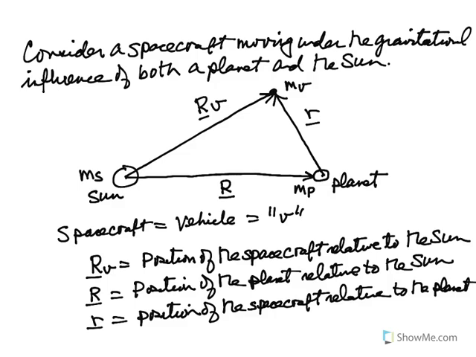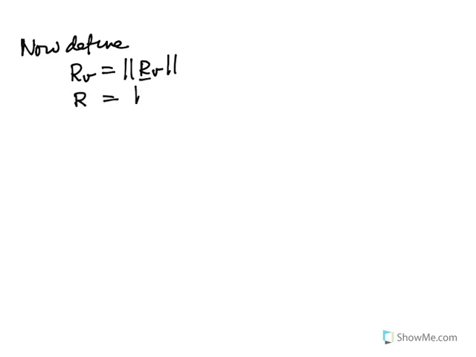Now, using these three positions, we're going to define the following quantities. R sub v is the magnitude of the vector R sub v, and R is equal to the magnitude of big R, and little r is equal to the magnitude of the vector little r. So these are the distances, respectively, between the bodies.